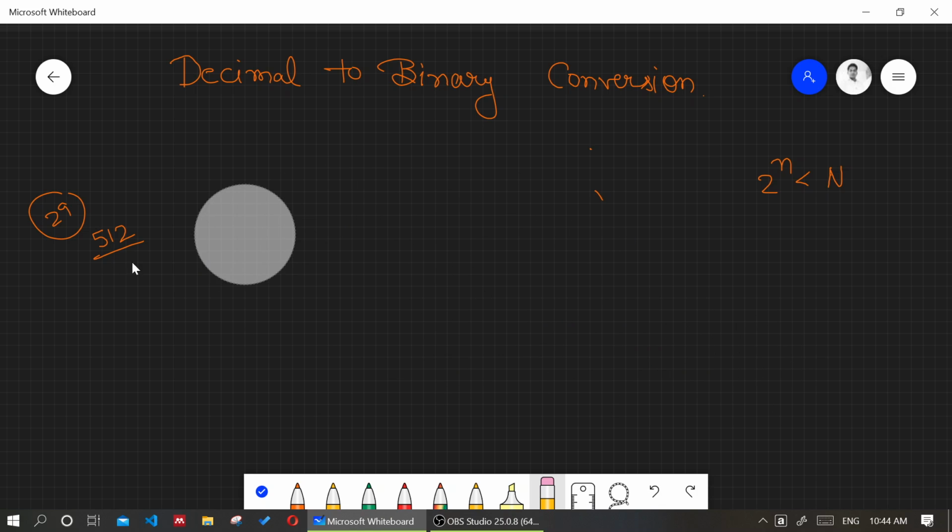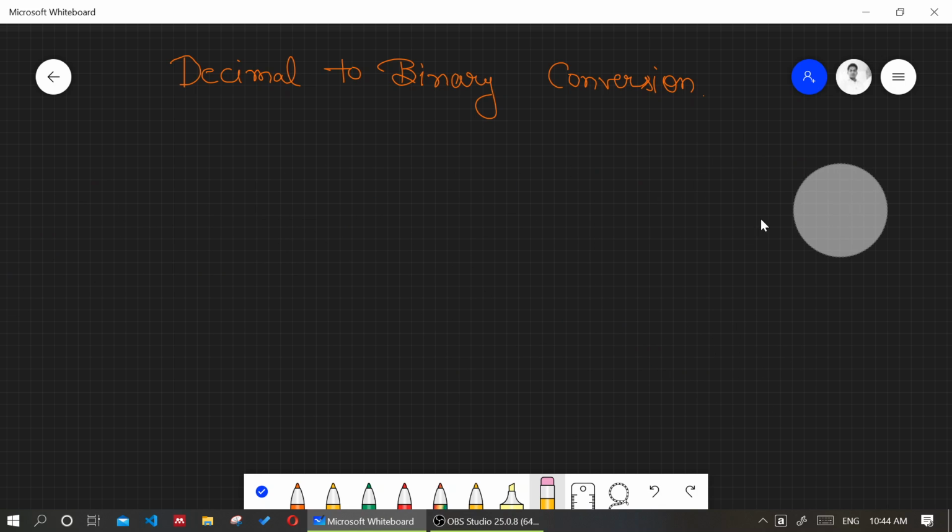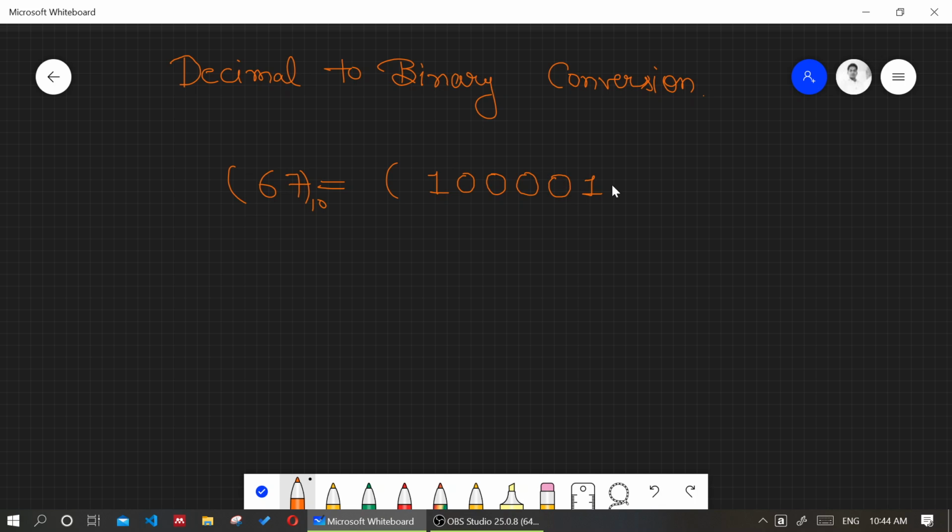And when you become more efficient, then you simply write the number. For a smaller number it can be done very easily. Like if your number is 67, so 67 is what? 67 is 64 plus 3. So you just write 1, so this will be 64, then 32, then 16, then 8, then 4, then 2 plus 1. So this is the binary equivalent of the decimal number, and I haven't used anything other than simply writing the number.